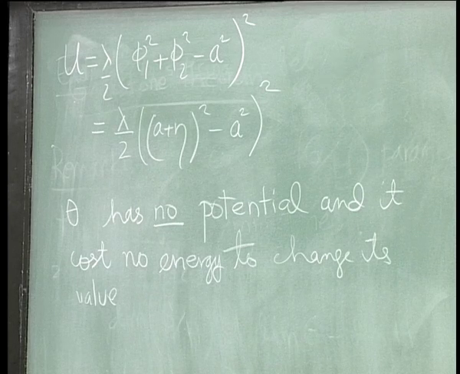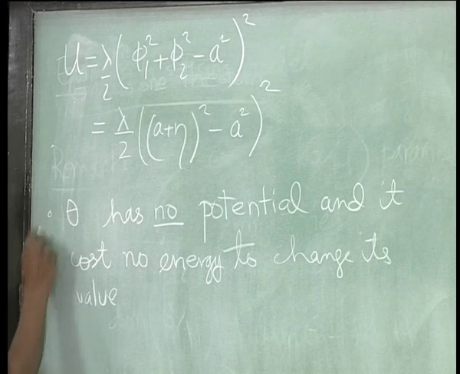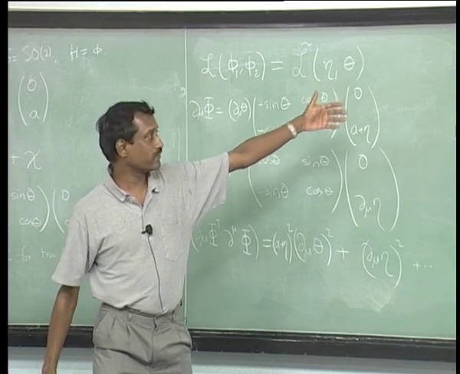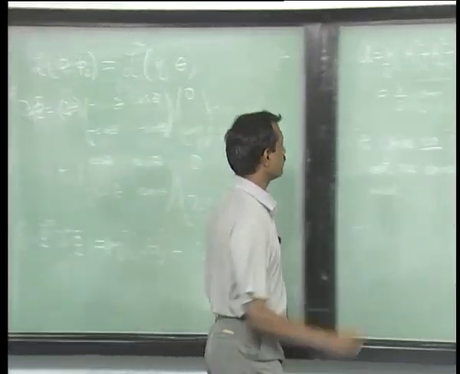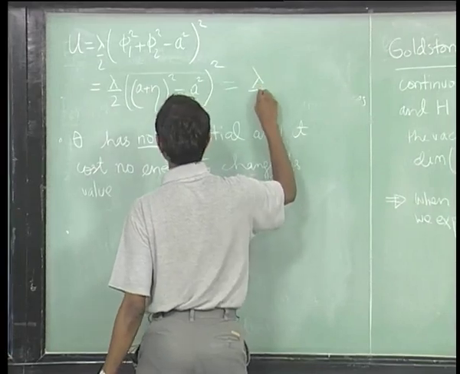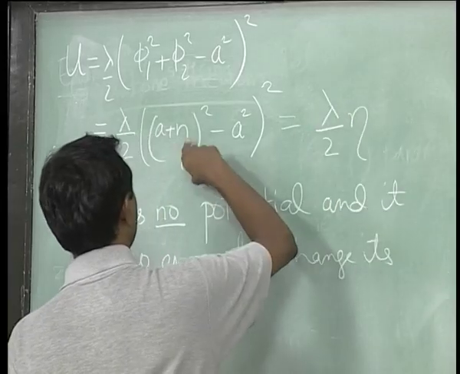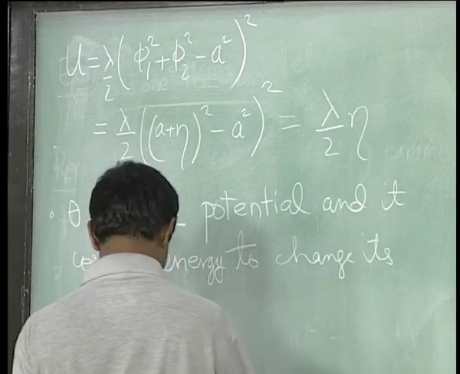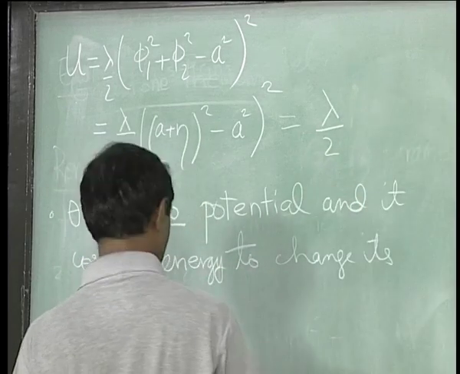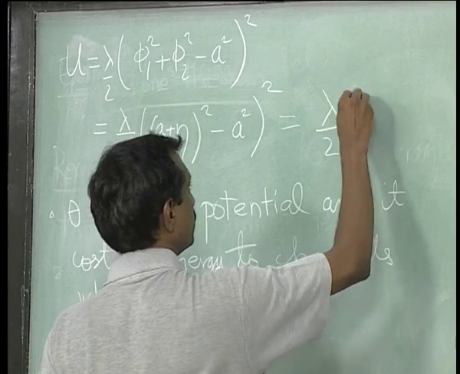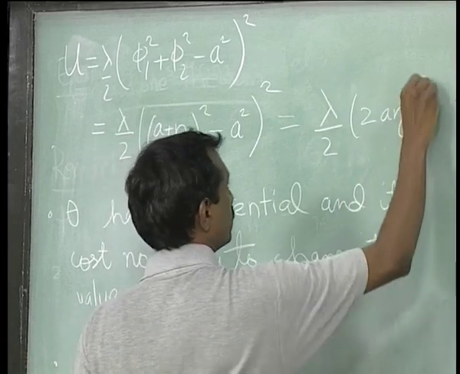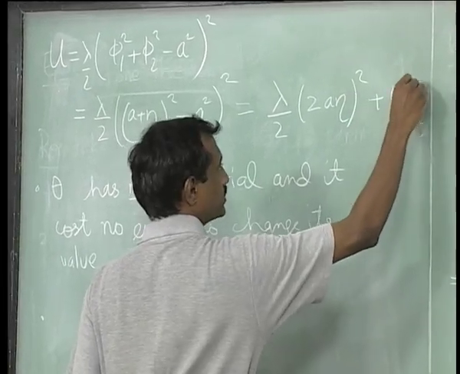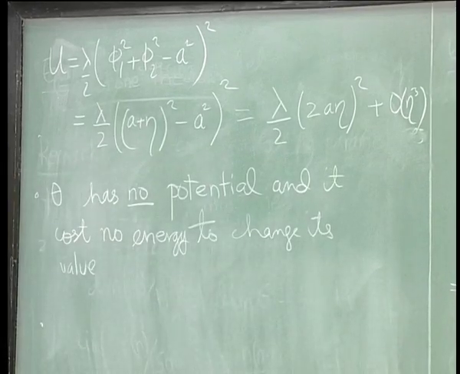Okay. So, what about eta? Eta of course sees this full potential. You can expand it, and this will have a term which will look like lambda by 2, the leading term in eta, lambda into 2a eta whole square, plus eta cubed and eta to the power 4 or higher powers. Let me leave it at this. This is what you get.